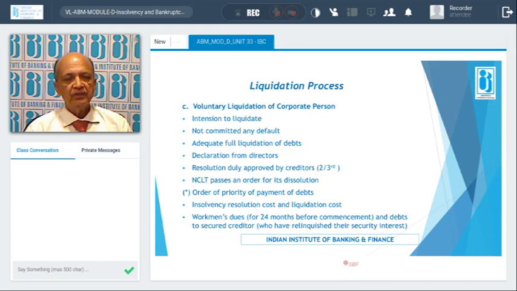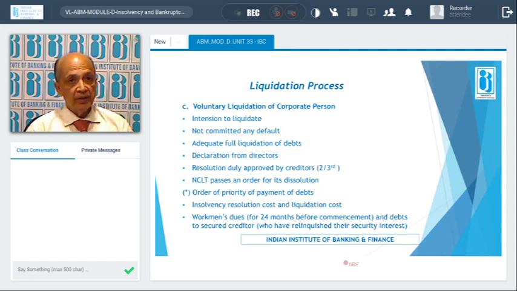Then voluntary liquidation. Suppose a corporate can go ahead and voluntarily make a commitment: yes, let this business be liquidated. They will have to pass a resolution, and that intention to liquidate should be intimated to the NCLT.